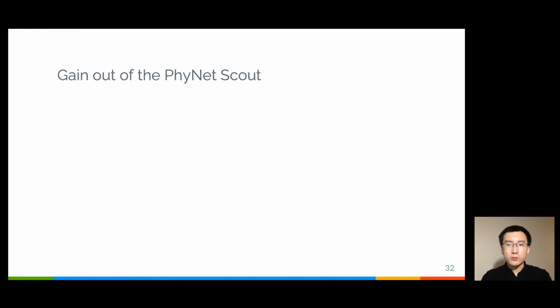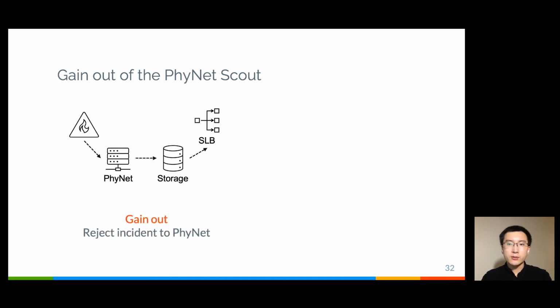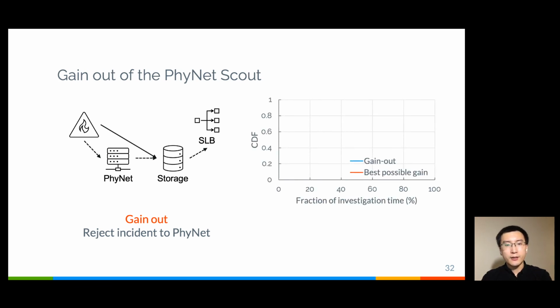For the incidents that were not resolved by Phynet, we still have the gain called gain-out. The gain-out shows how much time we could save by rejecting the incident. This shows the amount of time we could save for the Phynet team. Again, here is the graph showing the gain-out. We can see that the 2 curves are still close to each other, which means the Scout performs close to the optimum. Apparently, the Scout could make mistakes, and we can measure the time wasted by the overhead. Please check our paper for the result. In a nutshell, the overhead is close to the minimum.